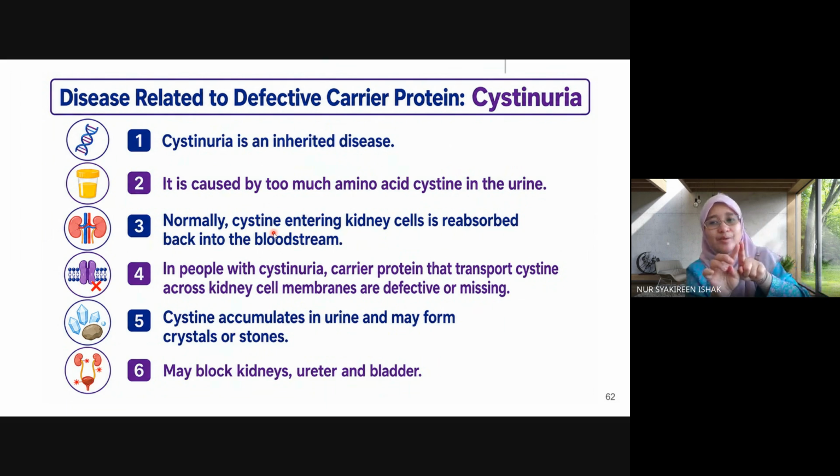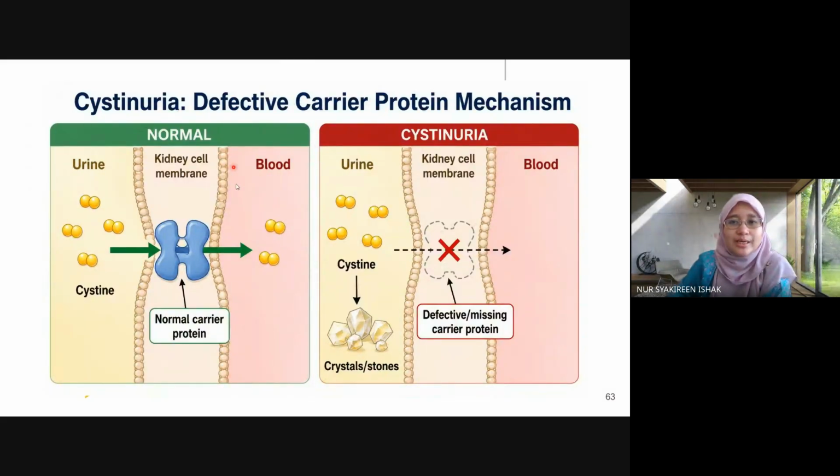So instead of the amino acid being absorbed back into your blood, it remains in your nephrons. It accumulates, and also it accumulates in the fluid that will become your urine. When the cysteine accumulates, it becomes stones or crystals that will get stuck in your kidney, or in your urinary bladder, or in your ureter. So the cysteine accumulates in urine and may form crystals or stones, blocking the kidney, ureter, or urinary bladder. Okay, so this is for the normal carrier protein.